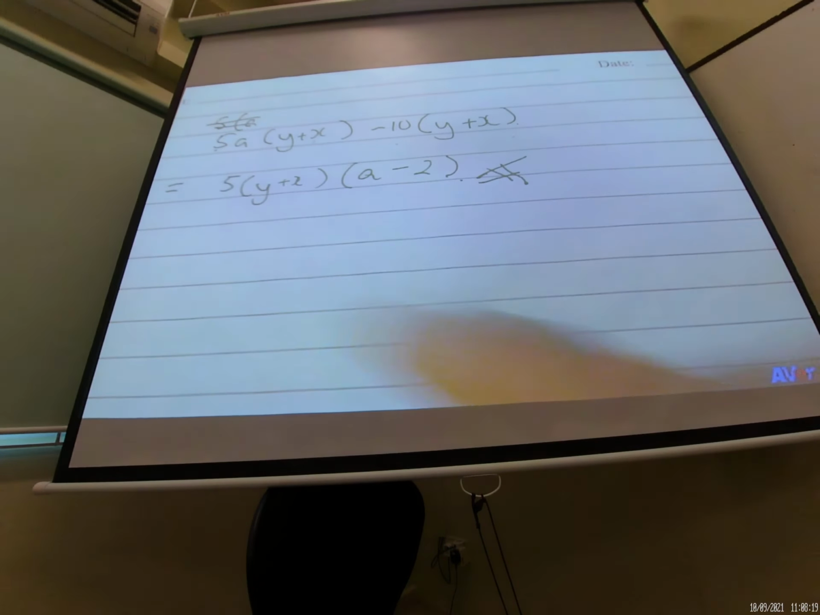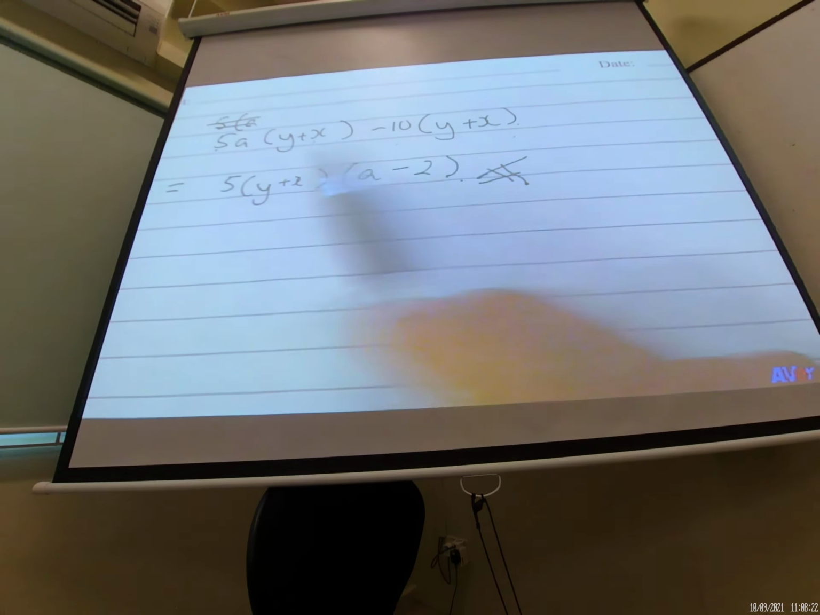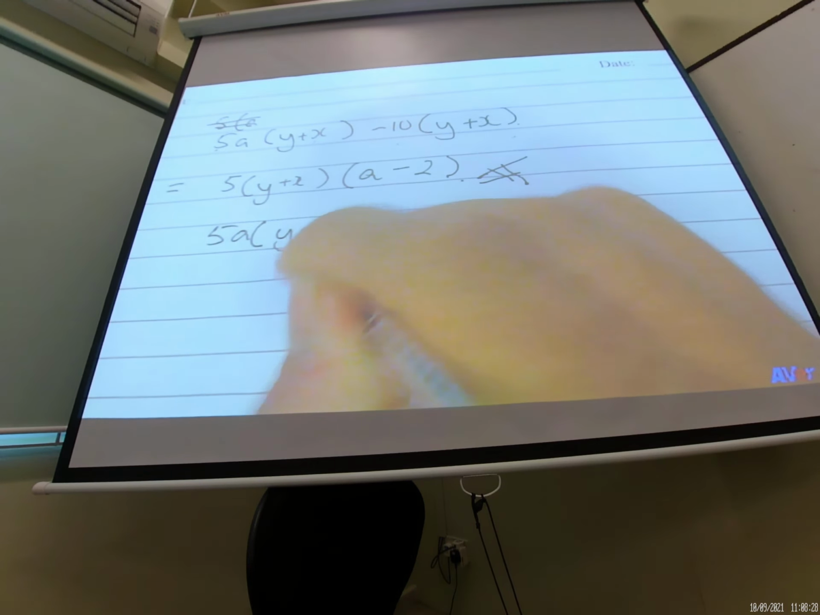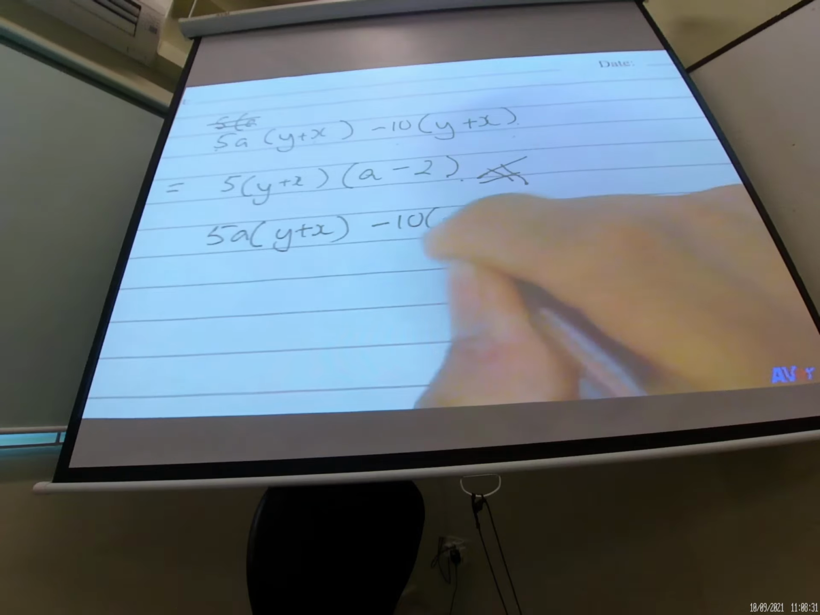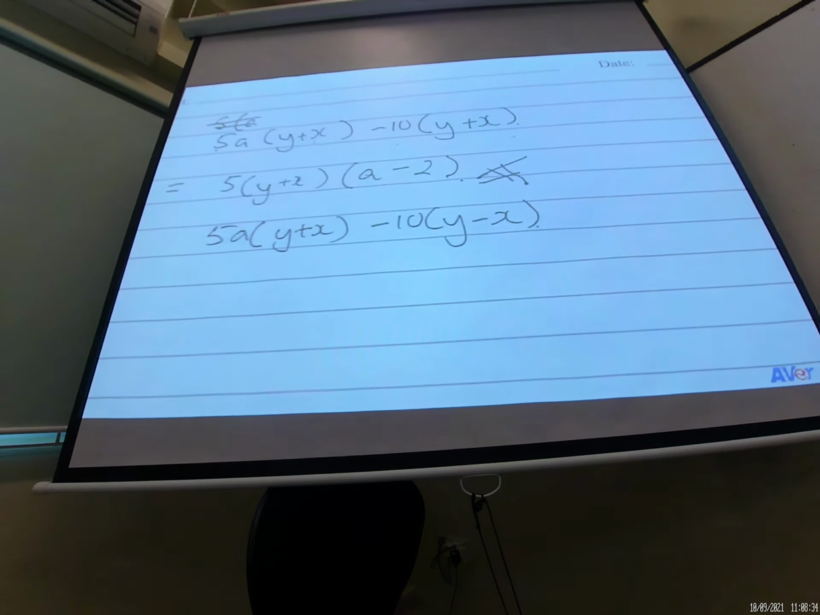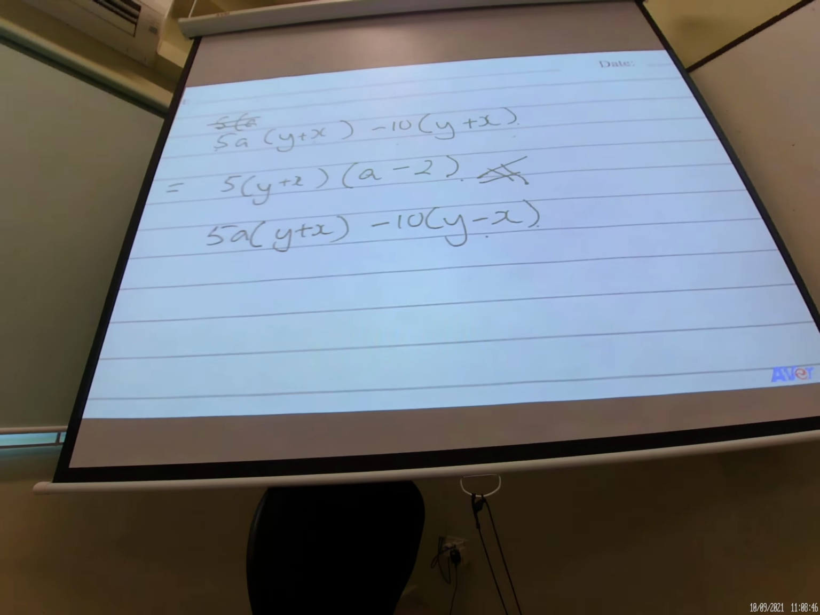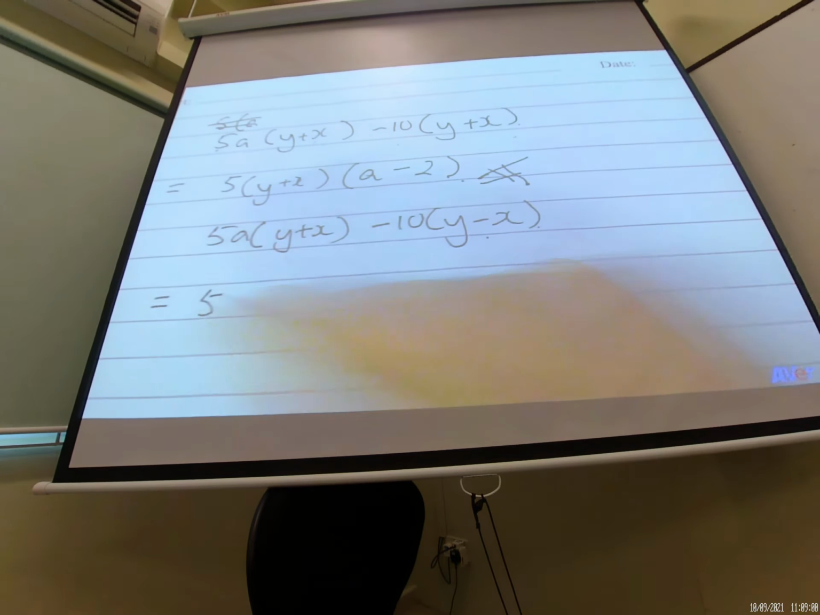Then someone was asking, what if these two brackets are not the same? So, for example, if one is y plus x, one is y minus x, then the two brackets are not the same. If they are not the same, it means it is not a common factor in both the front and the back. So if we are going to factorize, we cannot take the bracket out because it is not a common factor in both the front and the back. It is not the same. So we can only take out 5.